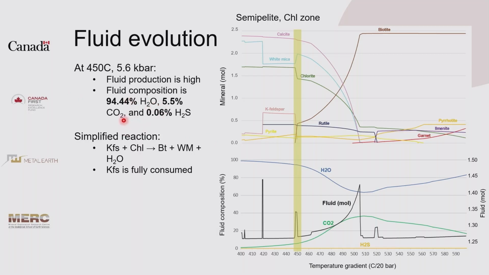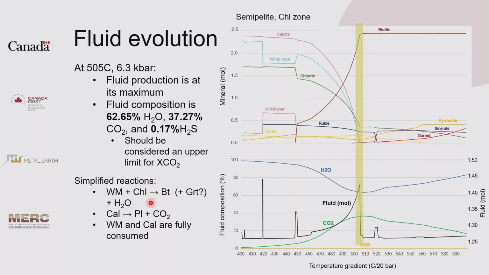Then the main fluid production occurs at about 505 degrees C. At this point, we have a huge increase in the carbon content because calcite is now totally reacted out. Again, this should probably be considered an upper limit for XCO2, because we are getting fluids coming probably from depth that will be diluting that. But really, this is characterized by the reaction of white mica plus chlorite to form biotite, maybe with a little bit of garnet at that stage.